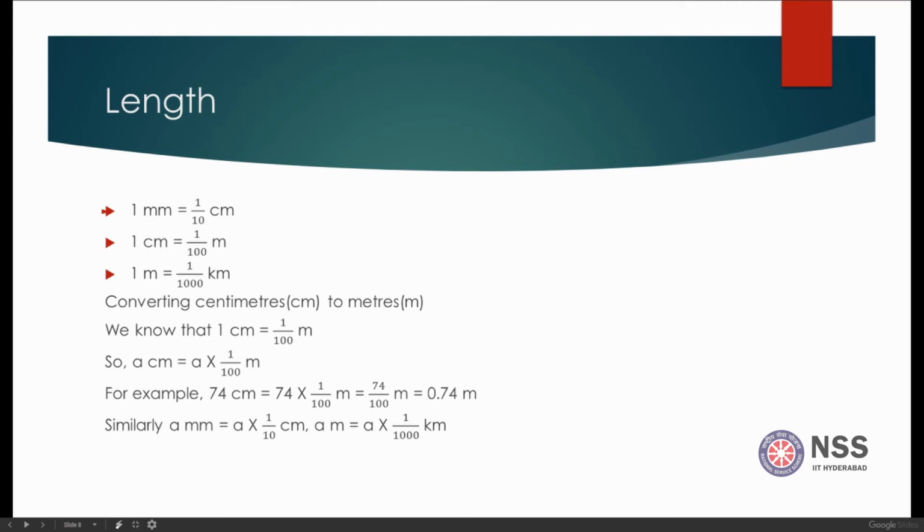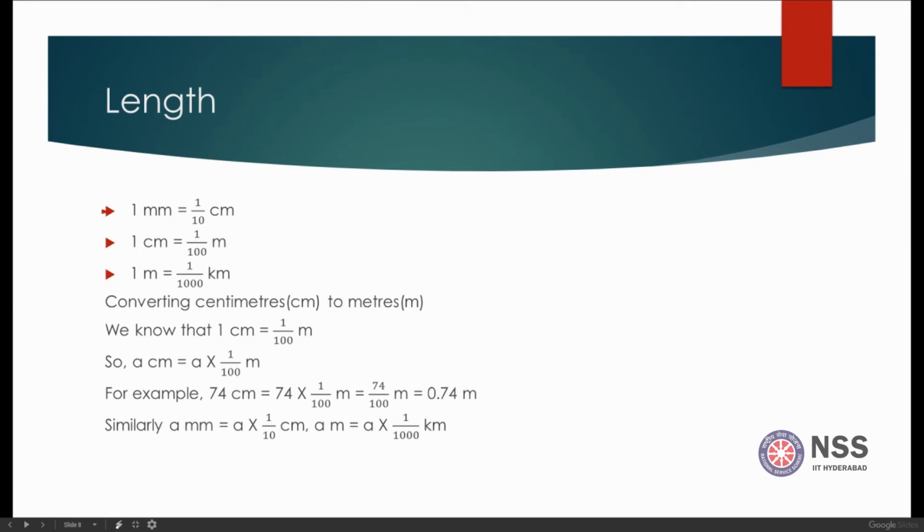Decimals are very important in conversion. We will see a few conversions like length conversion and weight conversion. When it comes to length conversion, we know that the standard measurements we use are kilometers, meters, centimeters, and millimeters. And we know that 1 meter is equal to 100 centimeters. Then what about 1 centimeter? Yes, 1 centimeter is equal to 1 by 100 of a meter. Then what about A centimeters? A centimeters is A by 100 meters.